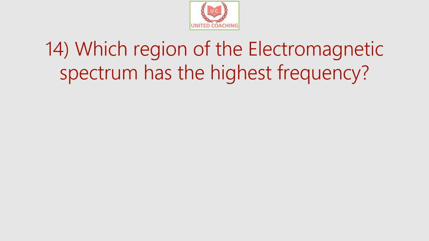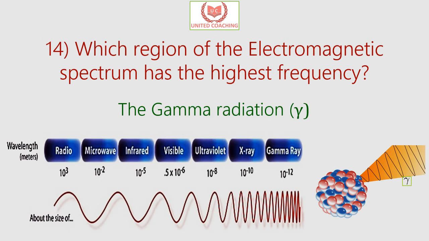Our next question is, which region of the electromagnetic spectrum has the highest frequency? So the answer is the gamma radiation. As you can see in the picture, the gamma radiation region has the highest frequency, and they are similar to X-rays, but they are distinguished only by the fact that they are emitted from an excited nucleus, and gamma photons are the most energetic photons in the electromagnetic spectrum.